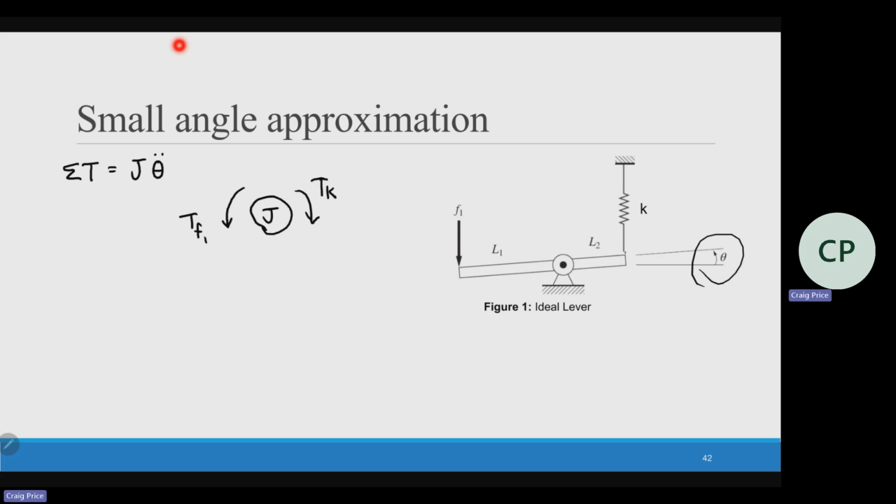Thing is, these are translational elements. The force is translational. It's linear. It's not actually a torque, but it can create a torque. The spring is also translational. So we're going to have to define some of these things. What is this torque equal to? This is the easier one.